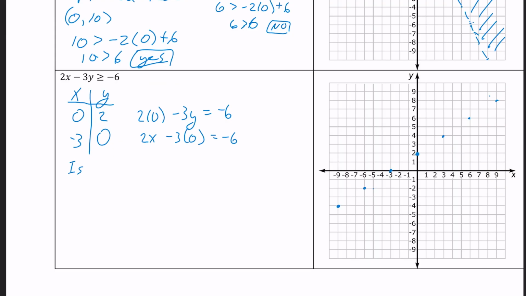Actually, let's not test 0, 2. Let's test this point over here, this second point away. That's 3, 4. Is 3, 4 a solution?